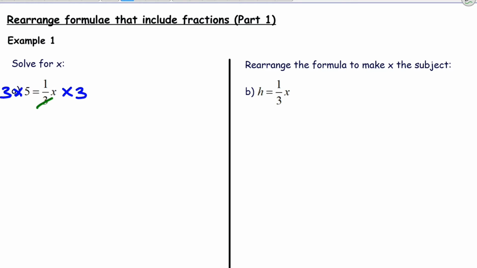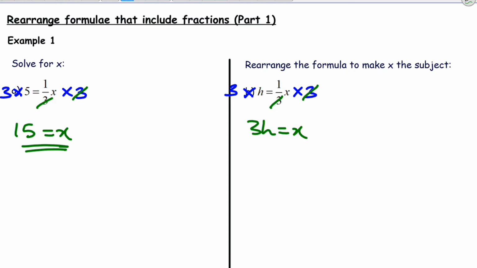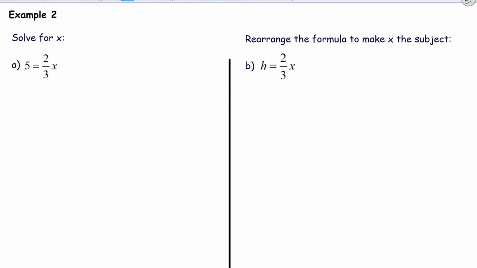So 3 divided by 3 will be 1, so that's gone. What we shall end up with is 15 is equal to x, and that's a solution for that equation. And we can apply the same process to the equation on the right. So multiply by 3, and again, 3 divided by 3 is 1. So what we shall end up with here is 3h is equal to x. Okay. Example 2.